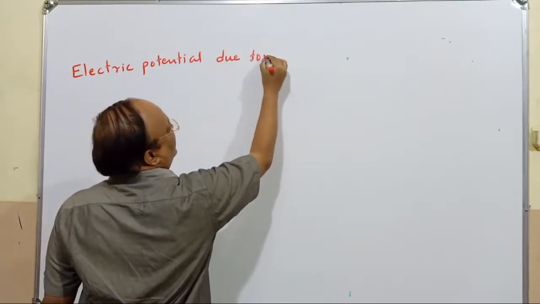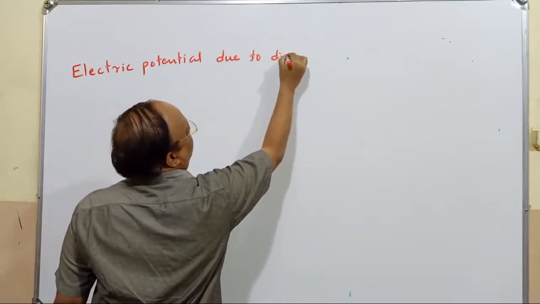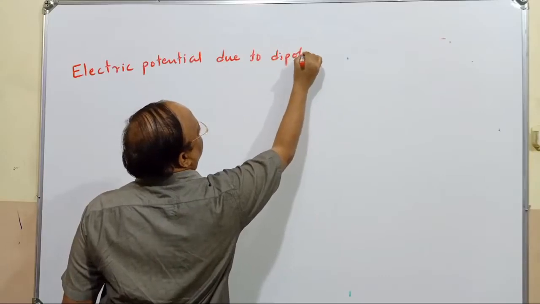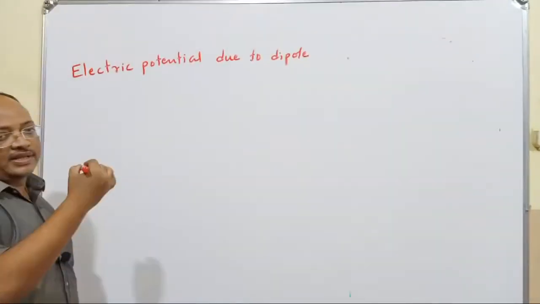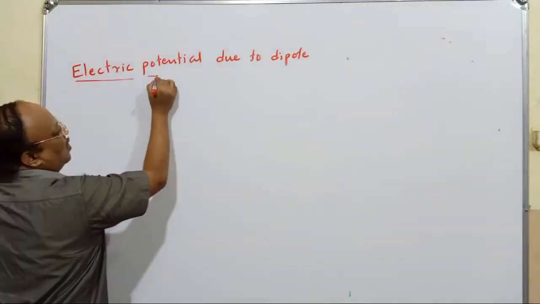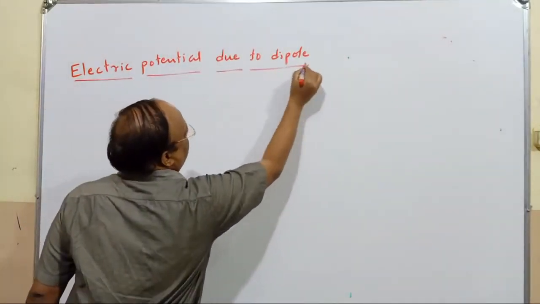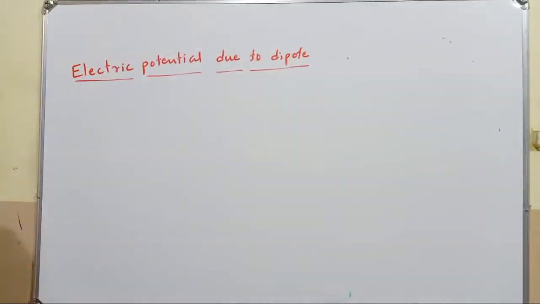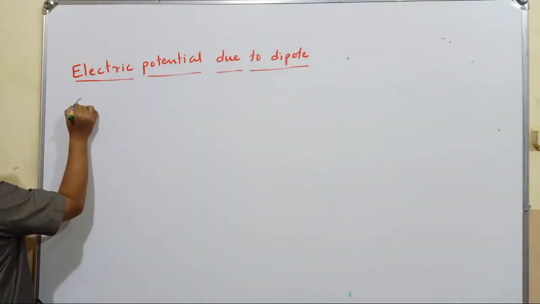Due to a dipole. So three cases, as I said, we will see here: on its axial line, on its equatorial line, and lastly at a general point. So first we will see on the axial line.